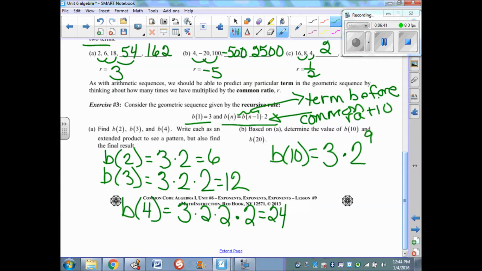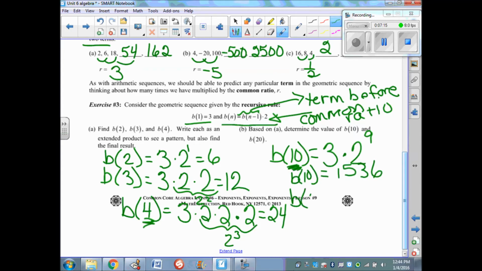So if you sit and think back here, this was 2 to the 1st power. Well, this one was 2 to the 2nd power. And this one is 2 to the 3rd power. It's always one less than the term number that you're trying to find. So if we're trying to find the 10th term, it's going to be raised to the essentially 10 minus 1, okay, or the 9th power, and that would give us a value of 1536 for B of 10.